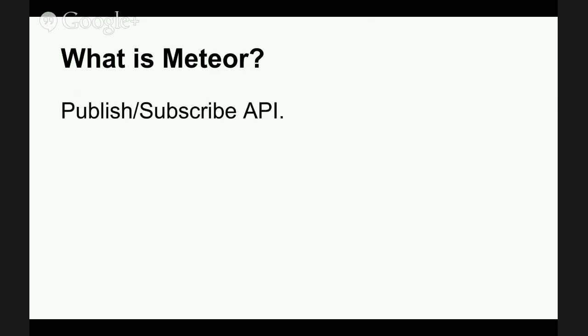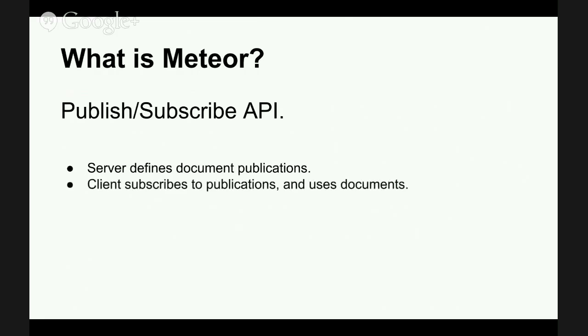Meteor also has a publish and subscribe API, which connects the templating system and the collection API. The publish API is something that the server uses to define document publications. What that basically means is that it takes context as parameters, and then it queries the database for documents that fit those parameters, and then it returns that query. And the client subscribes to that publication.